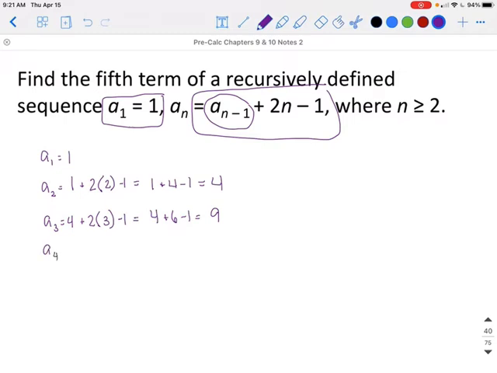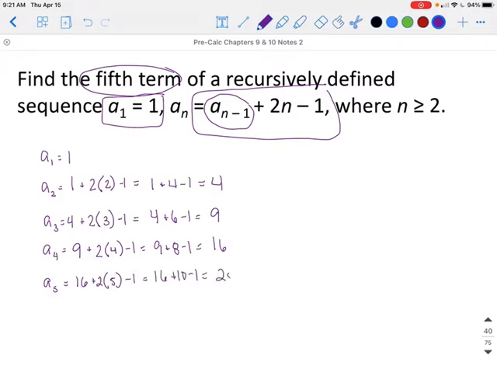If we do a sub 4, we're going to take the previous term and add it to 2 times the n value minus 1, or 9 plus 8 minus 1 gives us 16. And it tells us to find the 5th term, so we are looking for a sub 5. So we take the previous term plus 2 times 5 minus 1, which will give us 16 plus 10 minus 1, which gives us 25. So the 5th term will be 25.